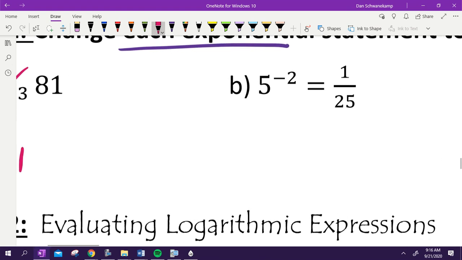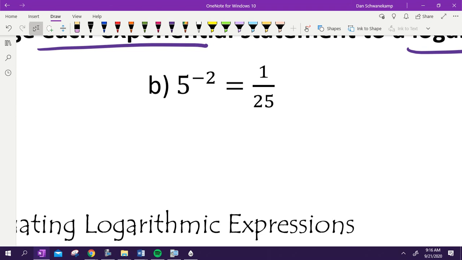Okay, that's letter A. Letter B. 5 to the negative 2 is equal to 1 over 25. This is an exponential. We're going to write it as a logarithmic. So to write it as a logarithmic, we are going to do the opposite of 5 to a power. What is the opposite of 5 to a power? Log. And log with a base of what? Log base 5.